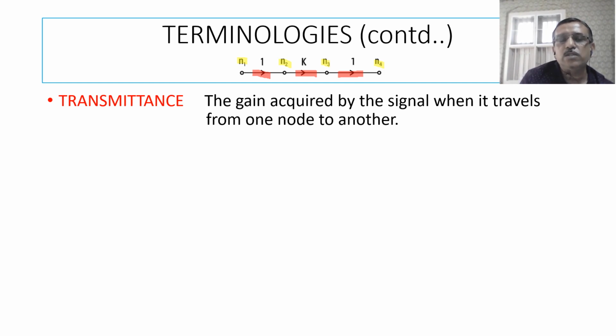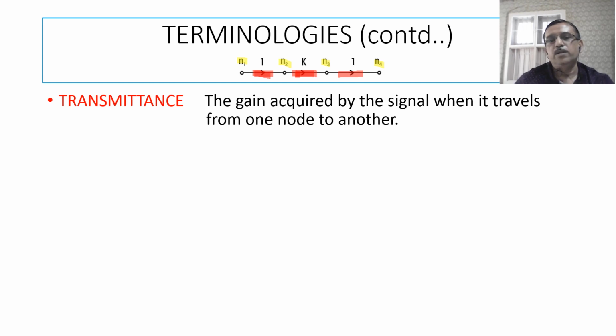When it goes through this branch, it gets multiplied by 1. So here also it will be X. When it goes through this branch, what happens? The signal will get multiplied by K. So what will be the signal available at N3? The signal available at N3 will be K into X. And what will be the signal available at N4? Again, signal available at N3 into 1. So that also will be equal to K into X.